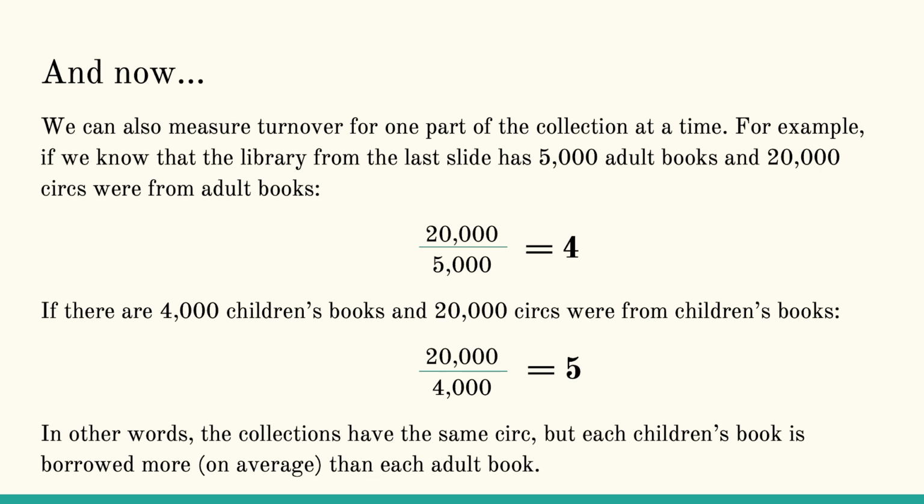So let's go back to our imaginary library. Let's pretend that of their collection, 5,000 of the books are adult books and 20,000 circs came from those adult books. So what we would calculate is that the adult collection in this library has an average turnover of 4. At the same time, maybe this library also got 20,000 circs from its children's books, but the children's collection is only 4,000 items. So that means the turnover in the children's section is 5. They have the same circulation, but a different turnover. In other words, the collections have the same circ, but the children's books on average are being borrowed 1 more time a year than the adult books.